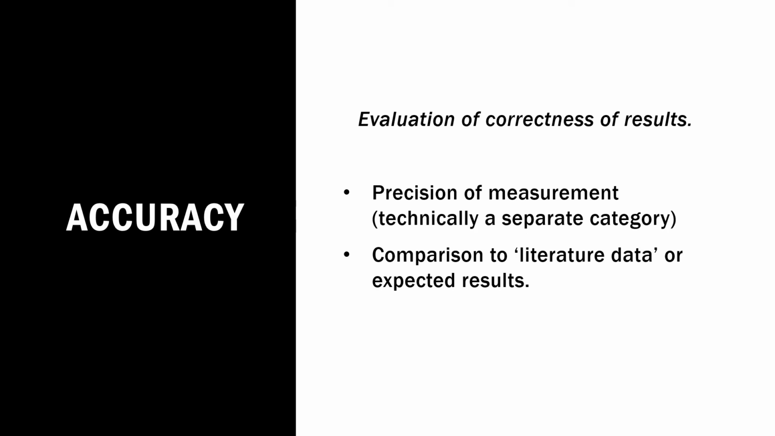Generally, what we'll also be looking at when we're evaluating accuracy is making a comparison to literature data or expected results. Now, for us, we're not making any particularly new discoveries, so a lot of the time we'll be comparing to literature data, which essentially means that we are going to look at actual measured values that have been confirmed by many experiments, and seeing how our measurements stack up to those formal pieces of data.